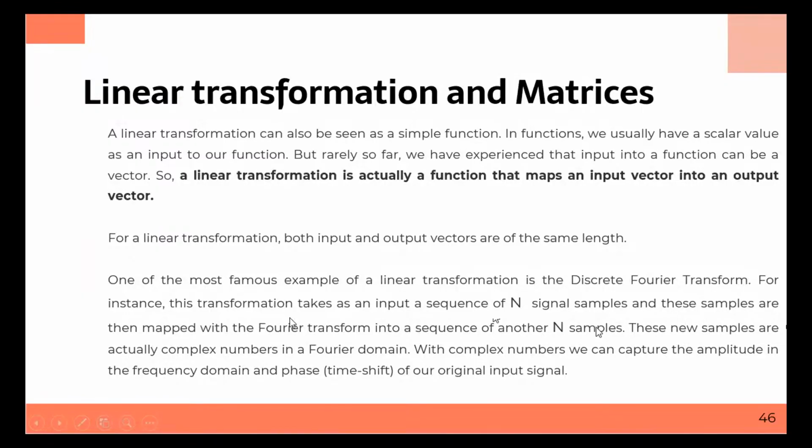N samples. Just merge it. When they merge, these new samples are actually complex numbers in the Fourier domain. With complex numbers, we can capture the amplitude in the frequency domain and the phase angles or time shift of our original input signal. Whenever you merge them, or whenever you do the operation between the vectors, you are going to transform that vector into the same vector without a change in the quantity, that is magnitude, but only the direction is going to change. That's what we are trying to mention here.